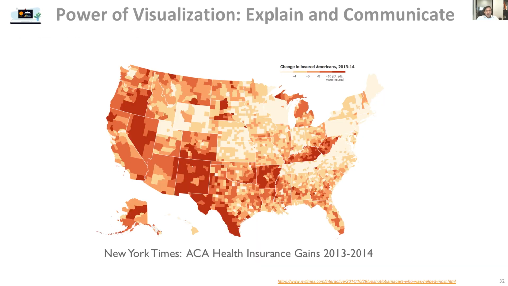As another example, let's say we want to explain and communicate the Affordable Care Act, or Obamacare's insurance gains in 2014. We know that about 10 million more people got insured in 2014 as a result of Obamacare. Now, we want to visualize the data and find what states benefited from Obamacare the most. Here, dark red means an extra 10% of the state's population gained insurance, and the bright color means an extra 4% or less of the state's population gained health insurance under Obamacare.